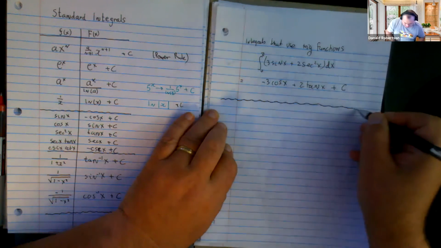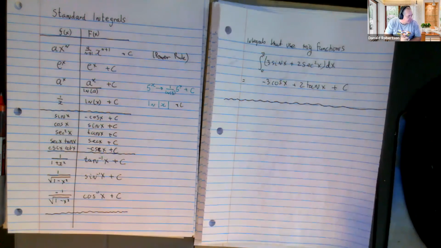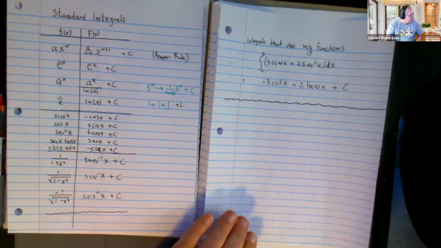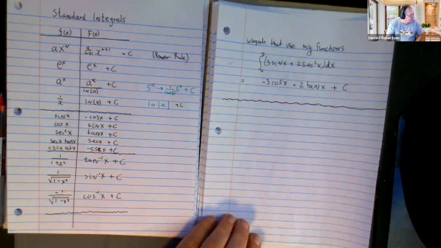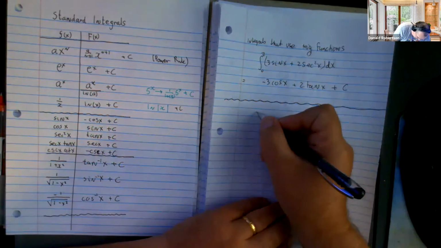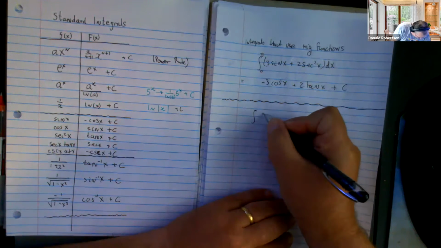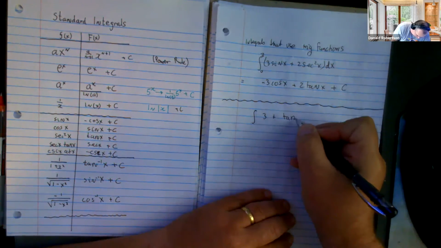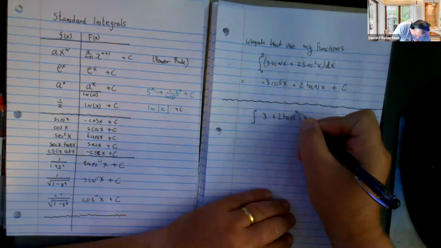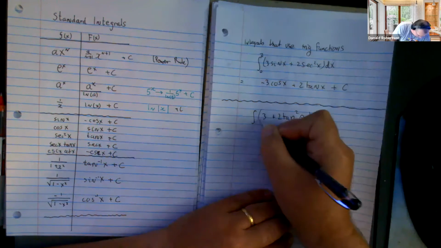Well, that was a nice integral involving trig functions that didn't really have that much going on. Nothing too weird or wonderful. So let's do some weird and wonderful combinations now. Let's do the integral of 3 plus 2 tan squared theta d theta.